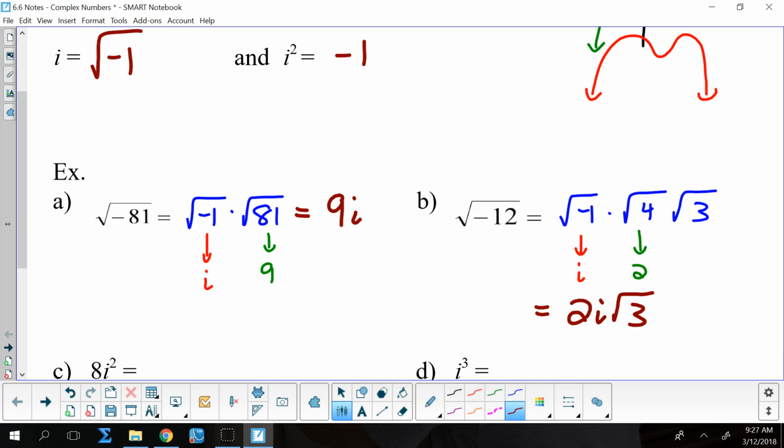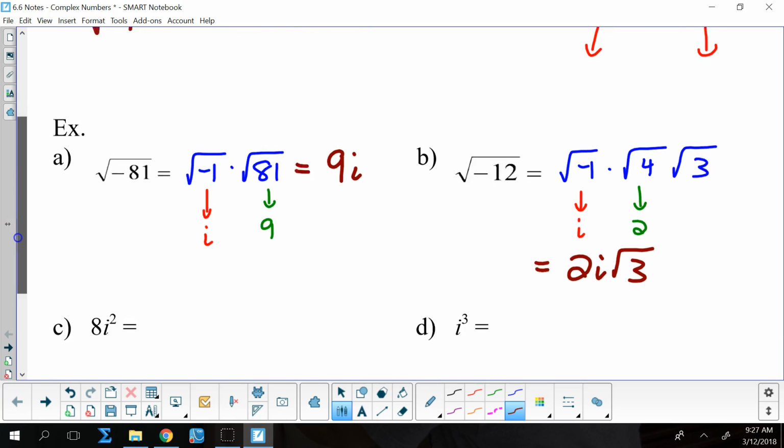Or if we had variables in there too, we could go 2xy cubed i times the square root of 3, if we wanted to. We won't, but that's how it would go.